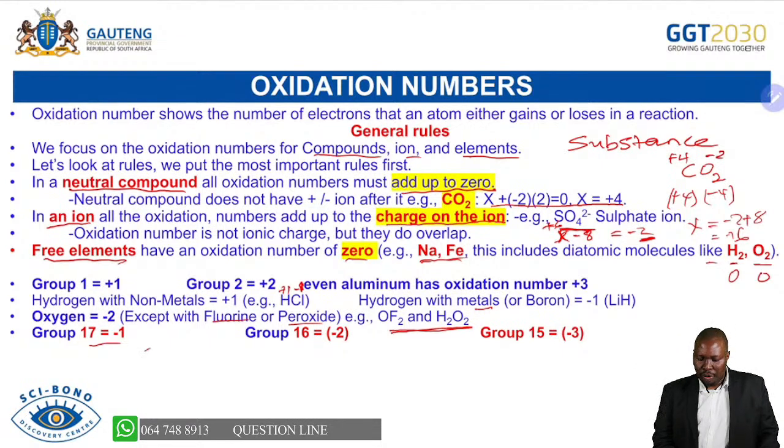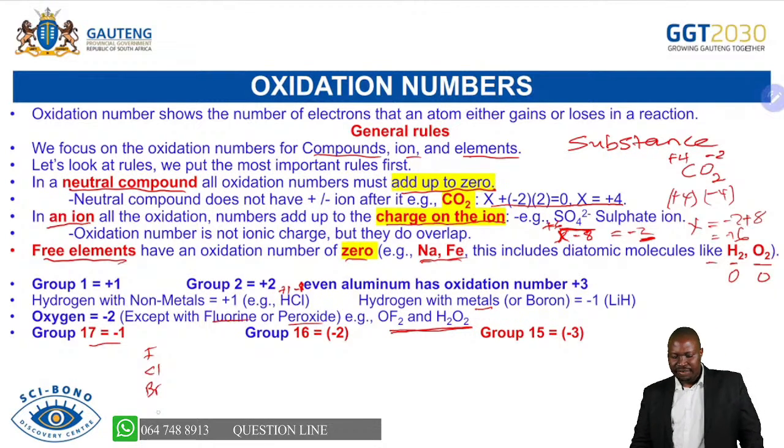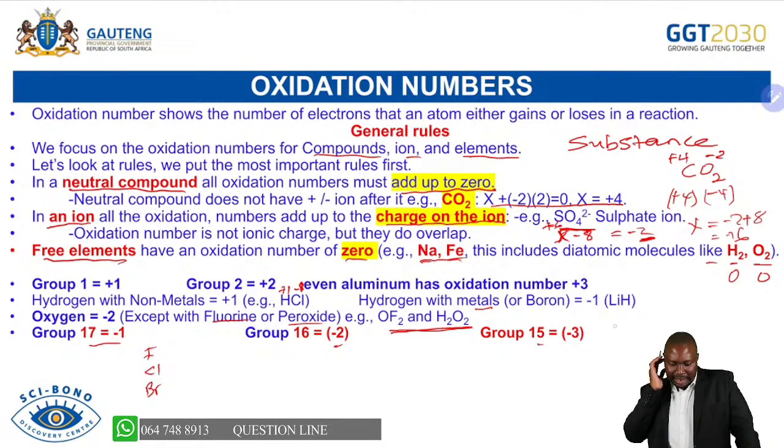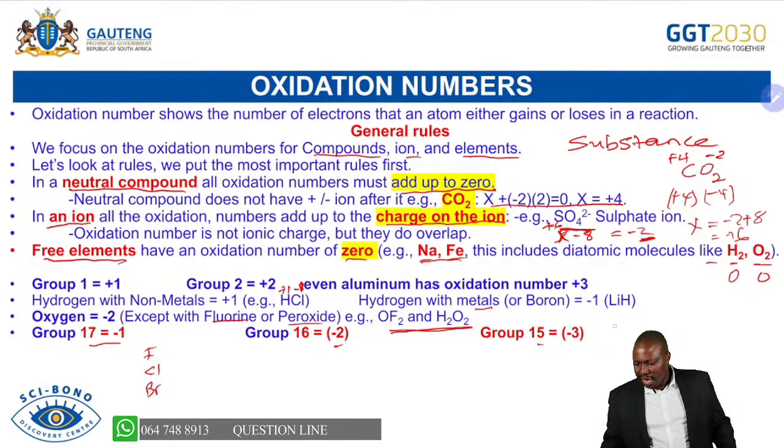Now let's look at group 17, which is your halogens. You have your fluorine, your chlorine and bromine, those halogens. We are saying they are most likely to gain an electron, hence they will be -1. Group 16, where we have oxygen, we said -2. Group 15, where we had nitrogen, we said -3. So I think these oxidation numbers will help you as you answer questions.